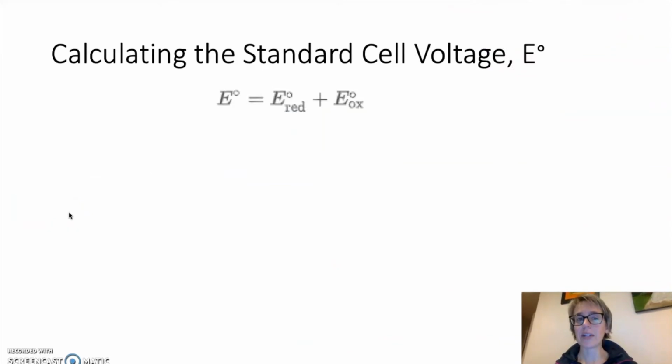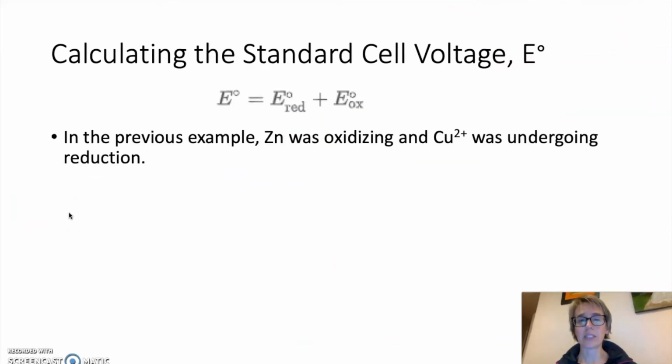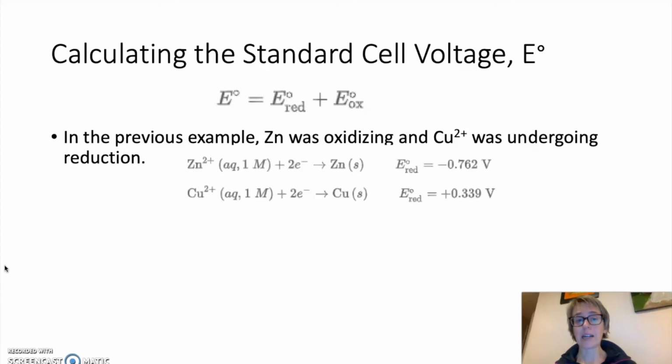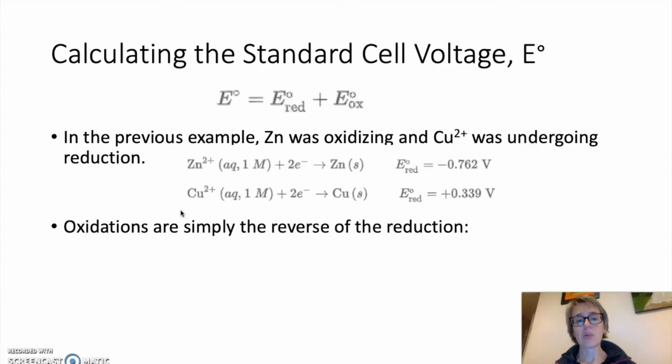So let's practice calculating that standard cell voltage. That was kind of our goal here that I mentioned. If we know the standard voltages of our two half reactions, the reduction and the oxidation, we actually just have to add them together. Pretty straightforward. So yeah, in that cell, zinc was oxidizing and copper ions were reducing, right? So when I looked at that table, they're all written as reductions. So I need to kind of consider how to use that information.